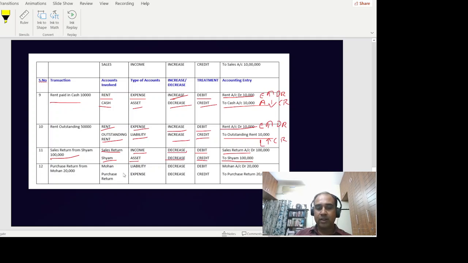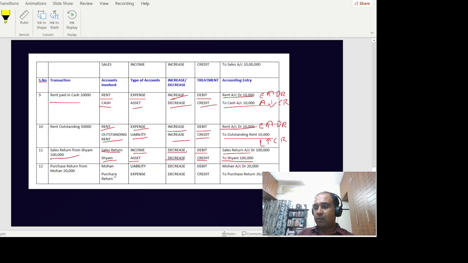Purchase return to Mohan. Before that, let us discuss purchase from Mohan. If I purchase an item from Mohan, what will happen? The entry will be purchase account debit to Mohan account. Why? Purchase account debit, expenses increase means debit. Why is Mohan account credited? Liability increase means credit.